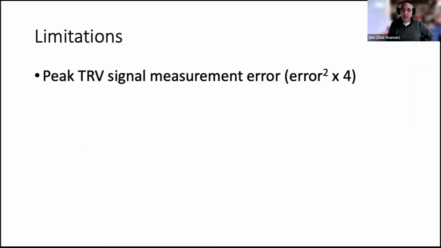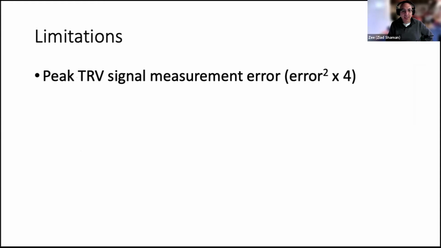Okay, but after you've measured the pulmonary artery pressure, and I'm sure you're going to go out and do it today, you want to realize that there are a few limitations to your measurement. One, the peak tricuspid velocity jet signal measurement. If there is an error in it because you're not exactly in line with the jet, then you're going to square that error and then multiply it by 4.